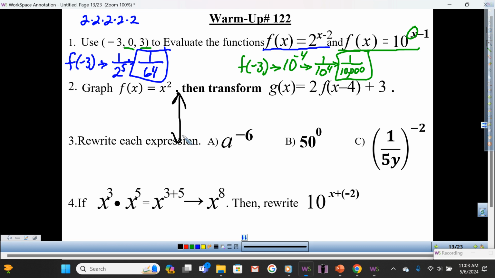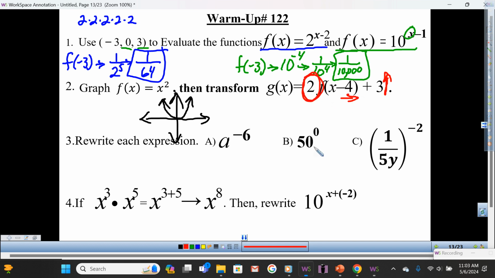All right, J, number 2. If we graph the parent function, f of x equals x squared, which is right there, what does this do to that? Up 3. To the right 4. Stretches it. That is correct. So first we stretch it. And then 4 to the right, 3 up. So it's going to be somewhere right there. And if you got something like that, that is correct.